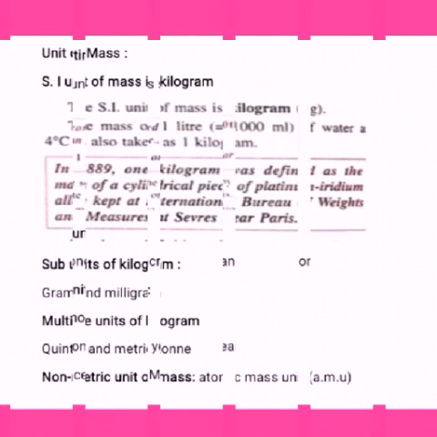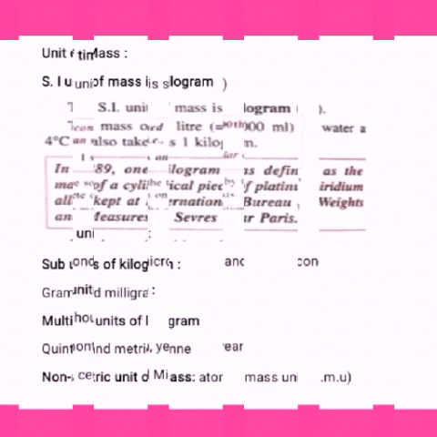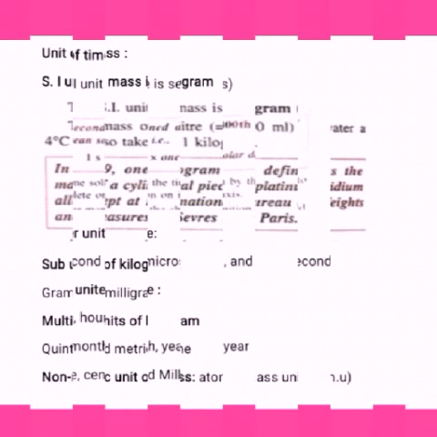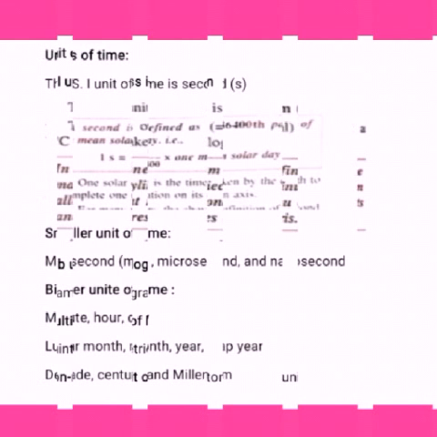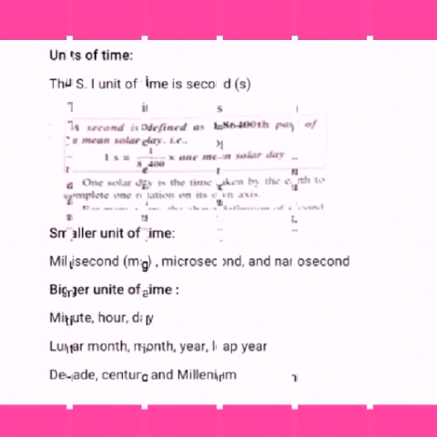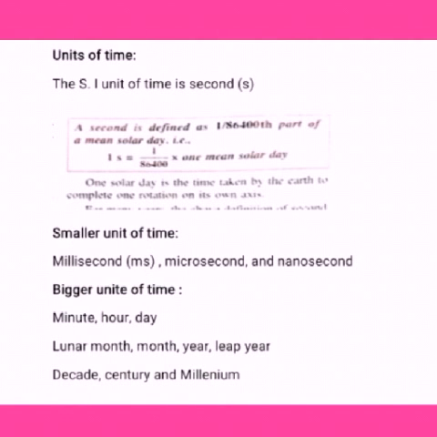Next we'll move on to unit of time. The SI unit of time is second, represented by small letter s. A second is defined as 1 by 86,400th part of a mean solar day. Here you can say 1 second is equal to 1 by 86,400 of 1 mean solar day. 1 solar day is the time taken by the earth to complete 1 rotation on its own axis.